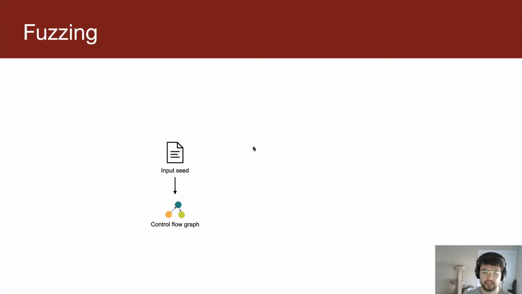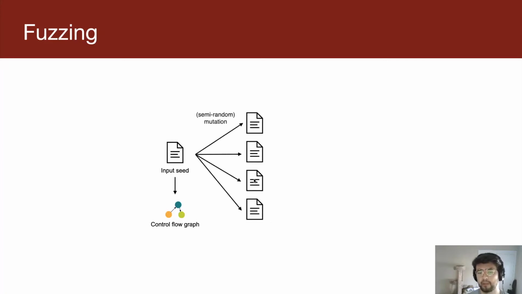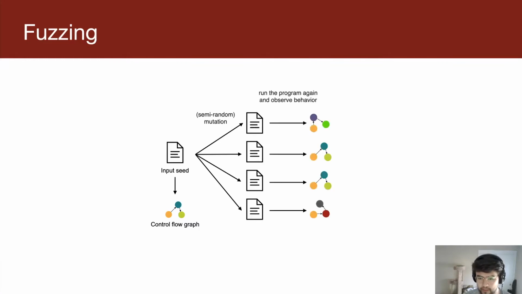We're going to change it a bunch of times to come up with a bunch more inputs. Some of them have a character flipped, some have extra characters added, some have characters deleted. We just modify it a bunch of times. And then we run each one of these inputs through our program and observe what they do.